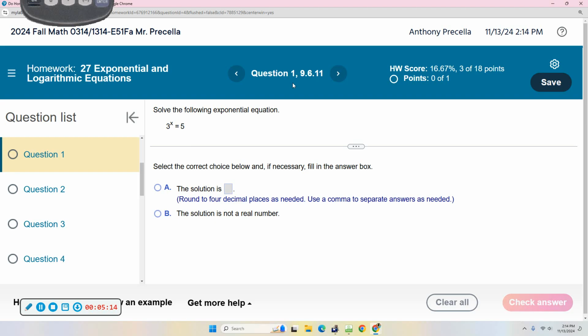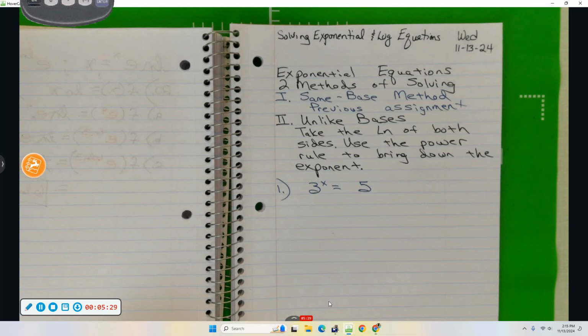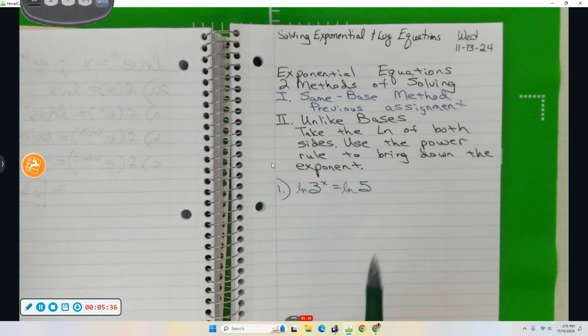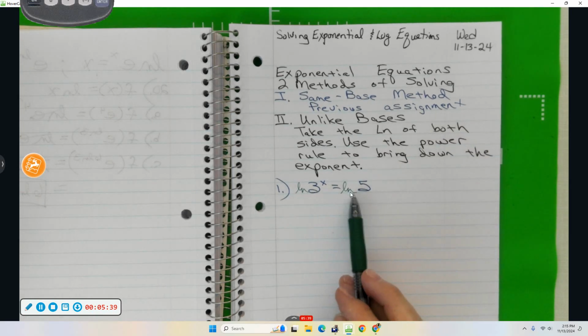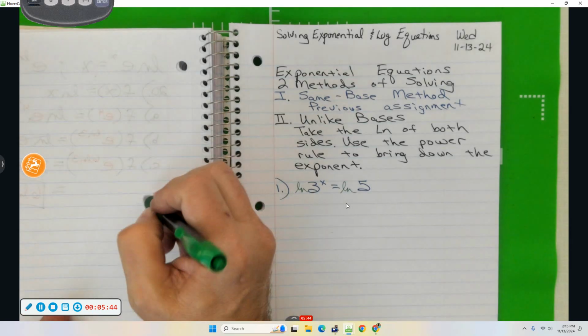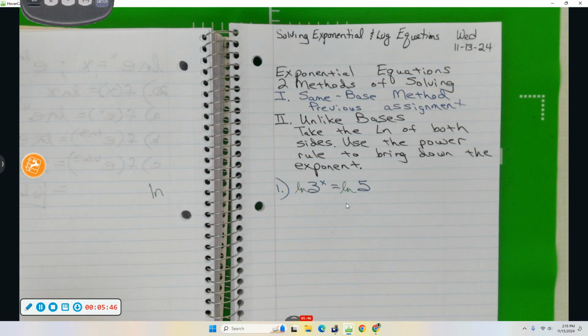Okay. Do we agree there's no way we're going to get a common base? 3 and 5 are both prime numbers. No common factor other than 1. So there is no way we're going to get a common base. What we'll do, I'll introduce logarithms on both sides. ln, and I'm using my cursive writing to denote the natural logarithm. That's what the key looks like on your calculator, unfortunately, on some of them.